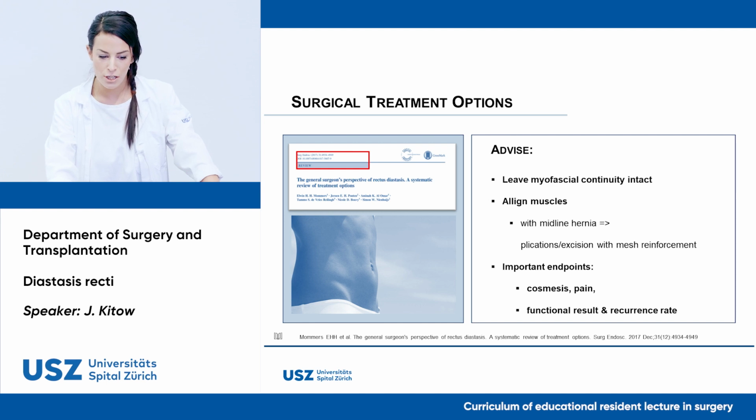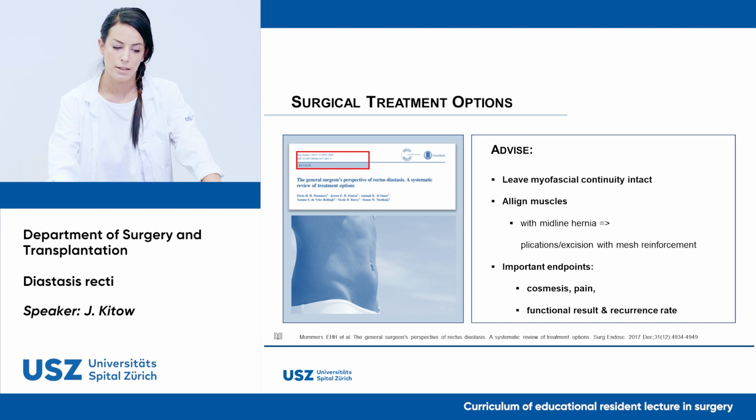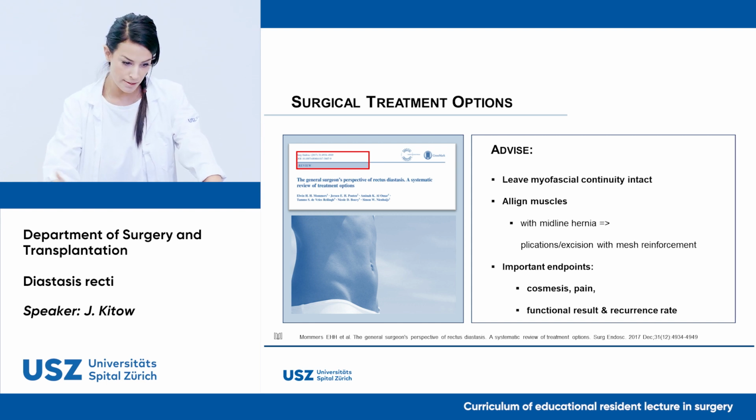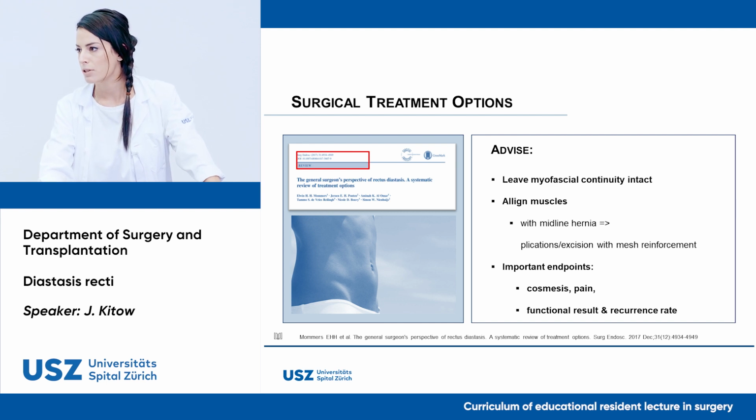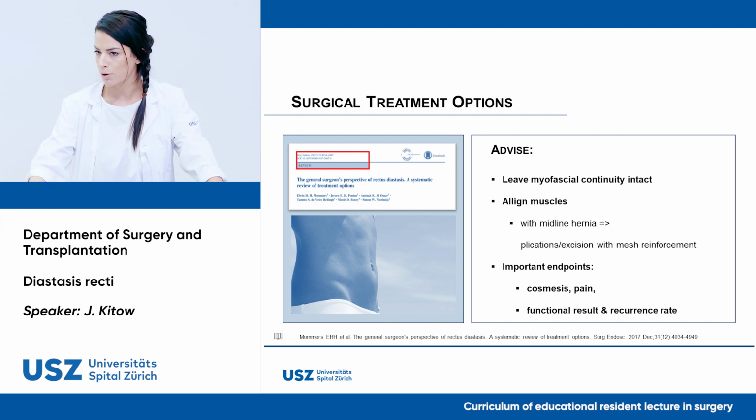Although the data situation is unclear, at least there is some advice for surgical treatment: leave the myofascial continuity intact and align the muscle back in place. With a midline hernia, you can do plication, excision techniques with mesh and reinforcement. And there are important endpoints, not only for us surgeons but even more for the patient, which are cosmesis, pain, functional result, and recurrence rate.